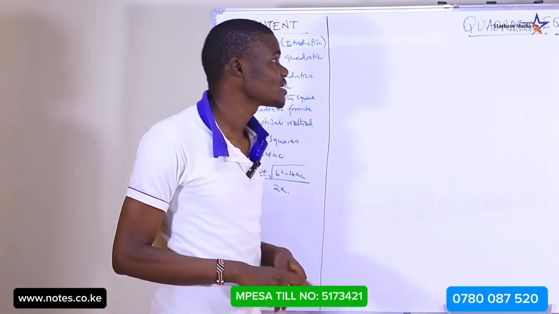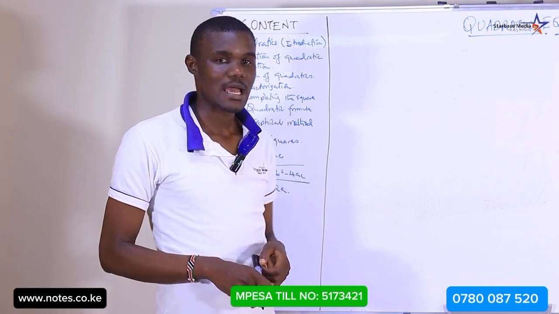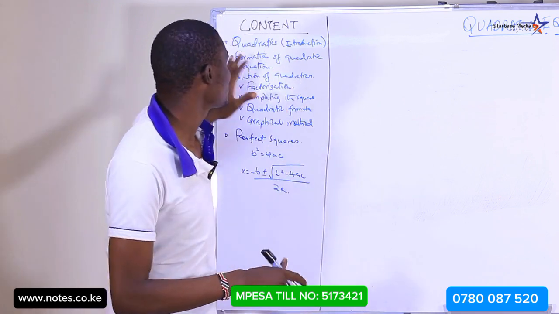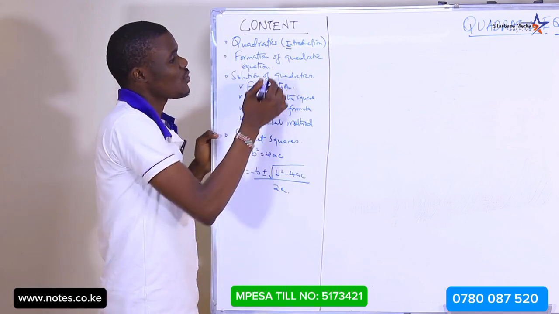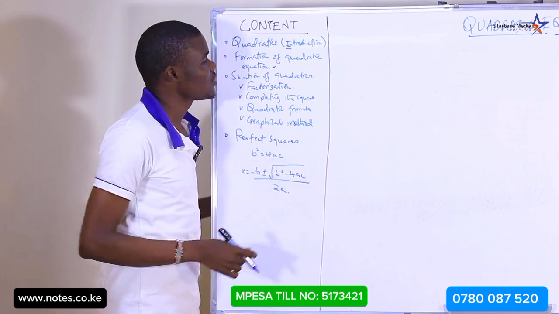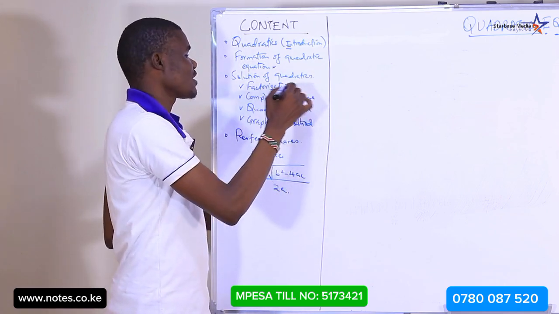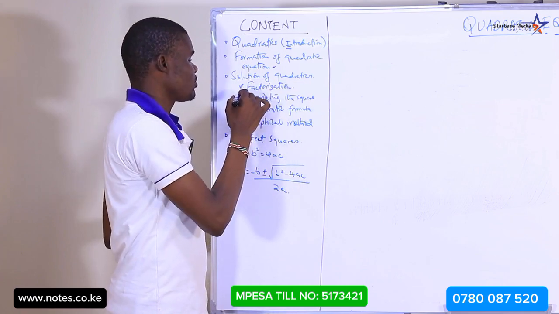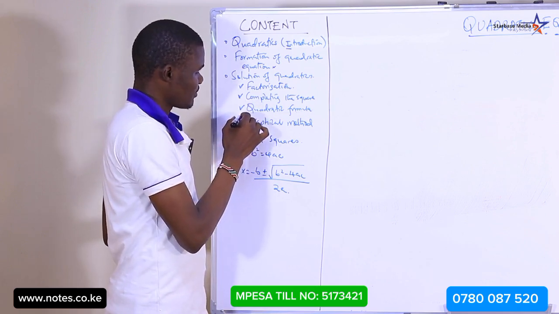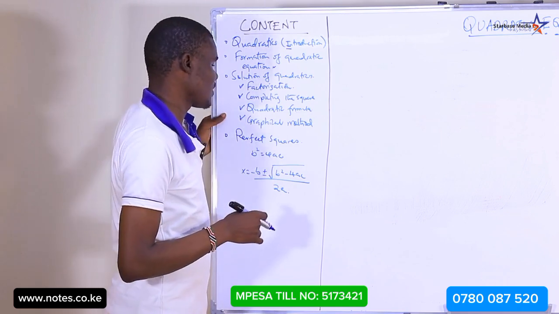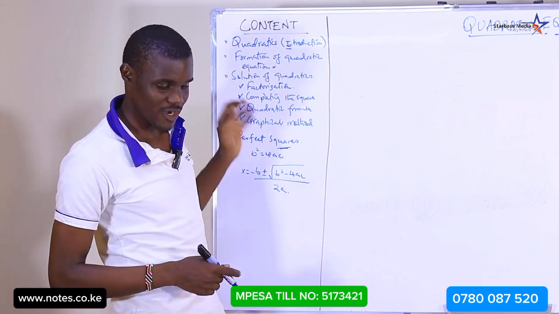Welcome to our lesson for today. We are going to look at quadratic equation 2, which is a Form 3 topic. Under the contents, we are going to look at the introduction to quadratics, how we form quadratic equations, and how we solve quadratic equations by factorization, by completing the square method, by quadratic formula, by graphical method, and then we're also going to look at perfect squares. So that is the scope of our lesson.